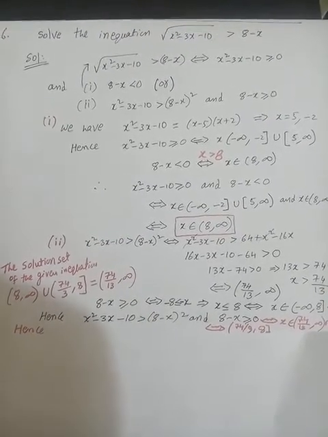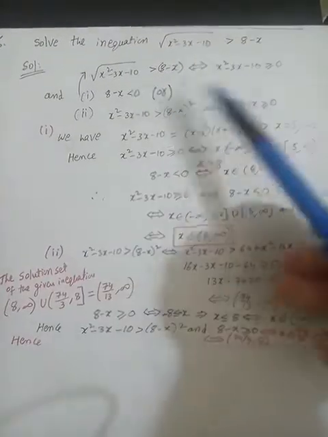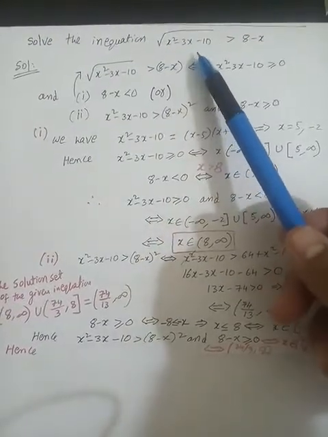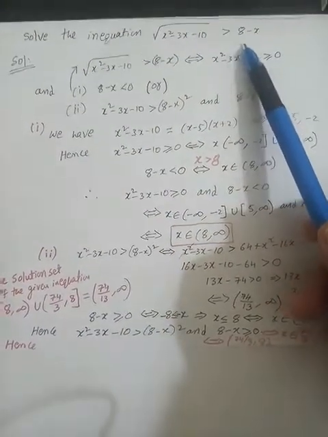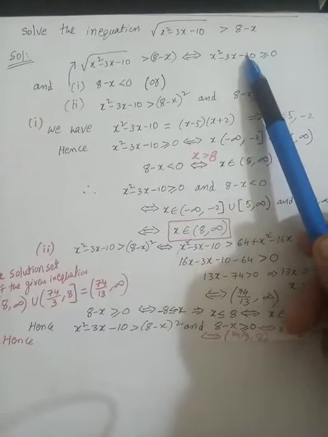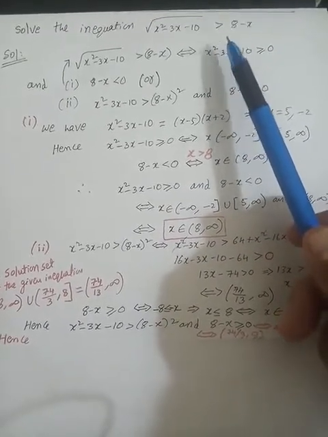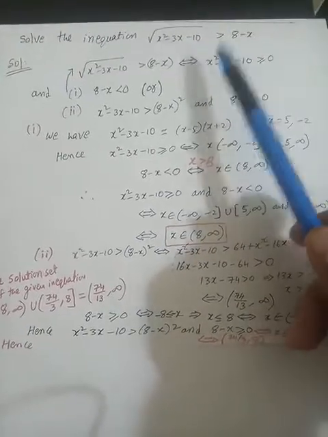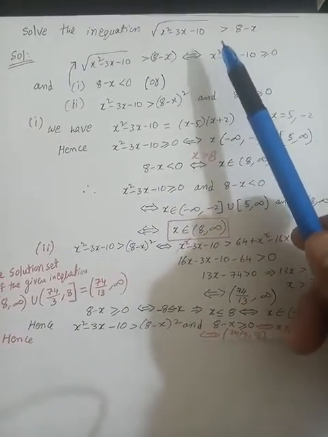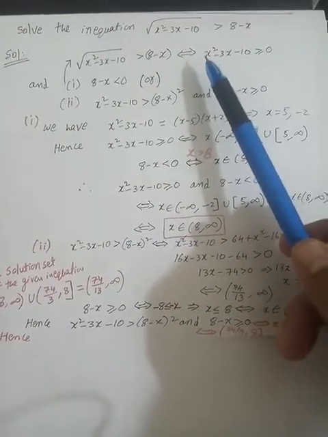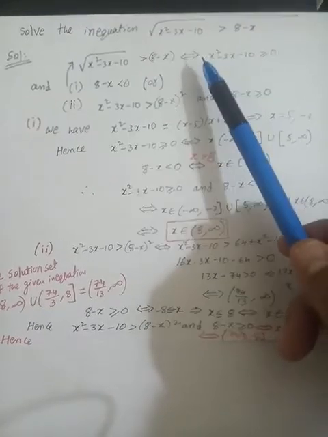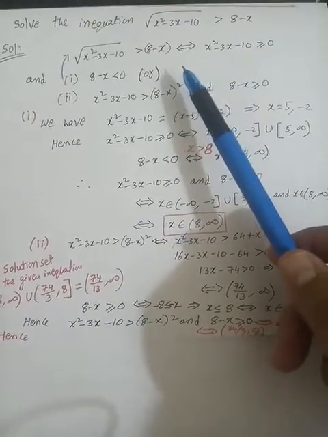The problem is: solve the inequation root of x square minus 3x minus 10 greater than 8 minus x. So here we need to find the set of x values for which this inequation holds. So here we are going to consider two cases.